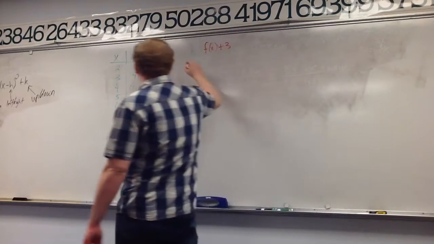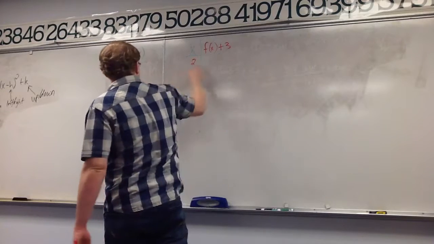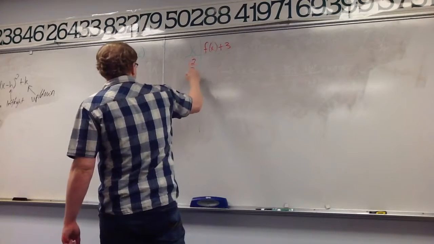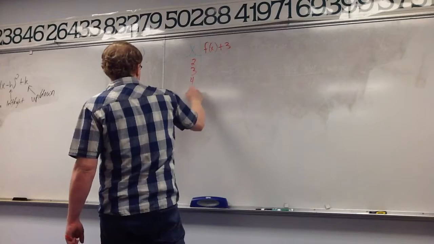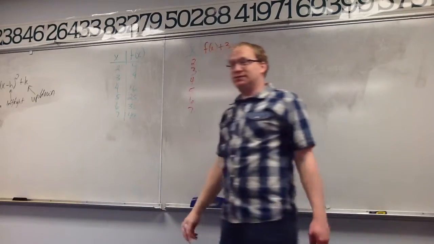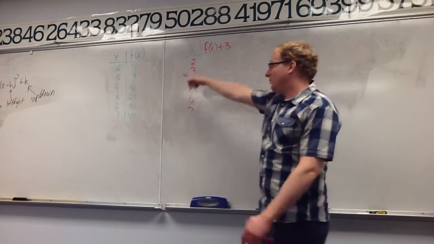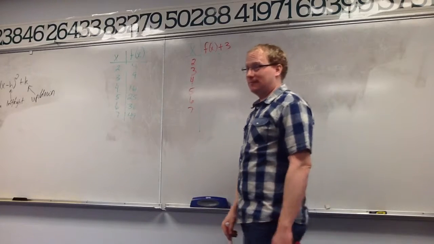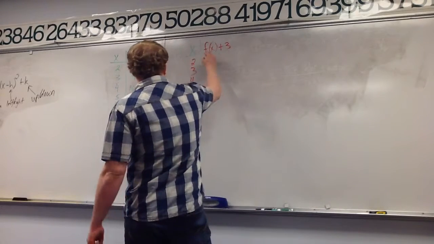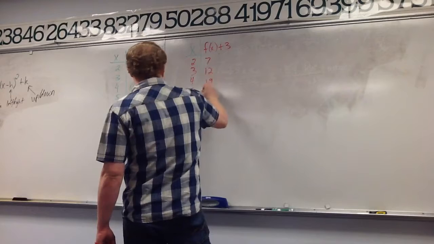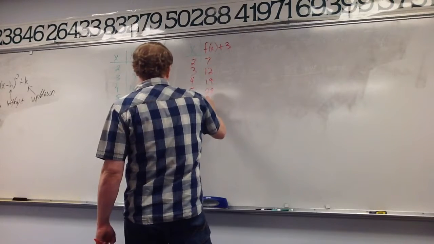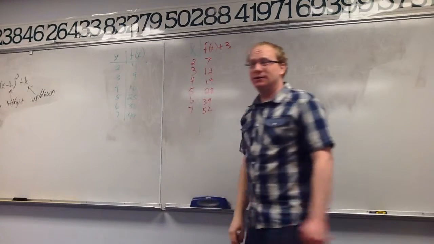So on a table, if we wanted to transform these points to new points, what would we have to do? What would it look like? The x values would stay the same. What would happen to all the y values? Up 3, added 3: 7, 12, 19, 28, 39, 52. Easy, right?